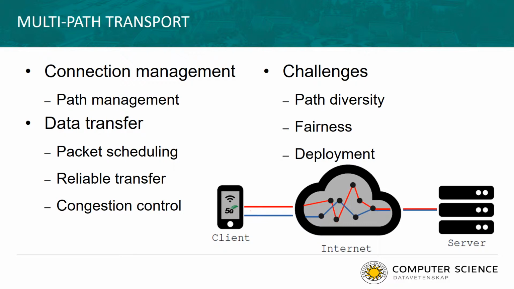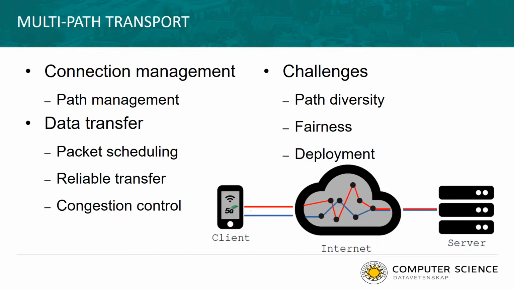And of course, we have a number of challenges related to these mechanisms. One of the most important parts to consider when we communicate over multiple paths is path diversity. The more diverse our paths are, the more complicated it gets to use them in an efficient way, and the more important it is to use them effectively in both our path management and for our path scheduling.